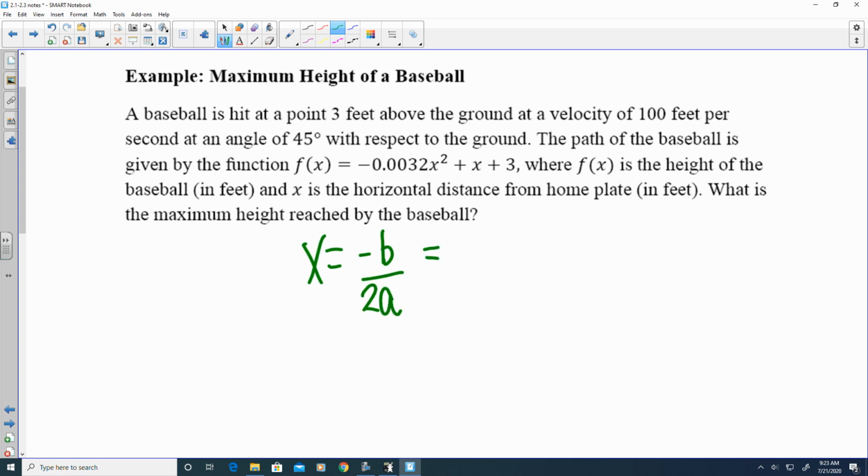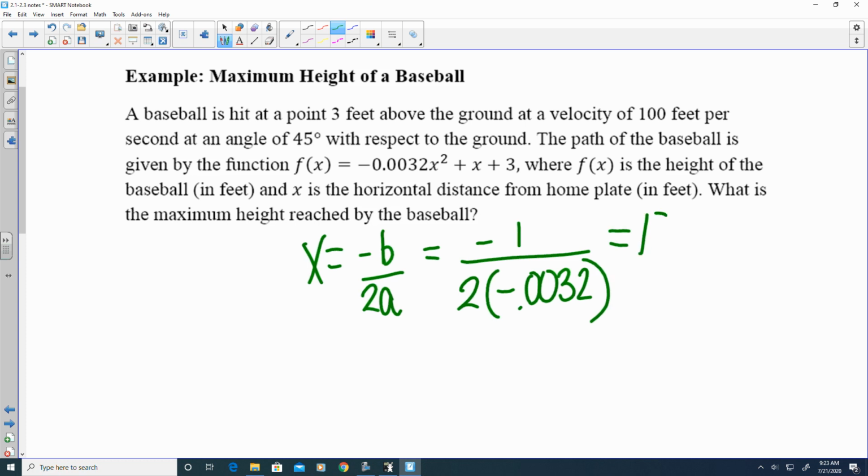b is 1, so we'd have negative 1 over 2 times the number in front of the x squared term. And that's 156.25. Since this is an x value, this tells you the horizontal distance where the maximum occurs, but it doesn't tell you what the maximum is. To figure out what the height is, you're going to have to plug that horizontal distance into the function, and that will give you the height.